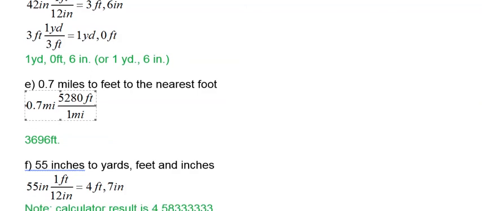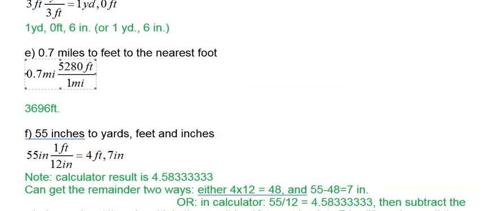Now there is a second way to do that when you're looking at your calculator rather than subtracting with the long division. Some people do prefer the second way. So if you type this into your calculator, you get 4.583 repeating. As I said, you could take that 4 and figure out, well, that's 48 inches and subtract it from our original 55 to get the 7 inches.